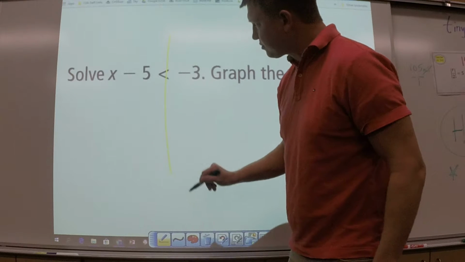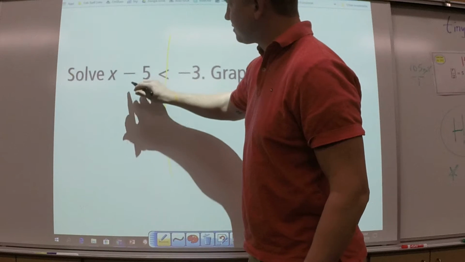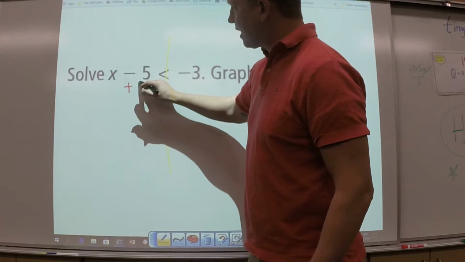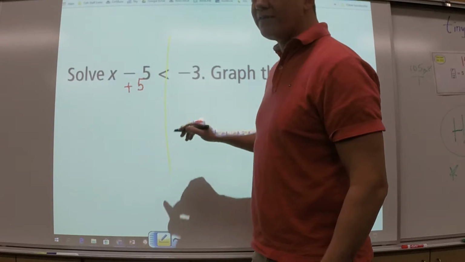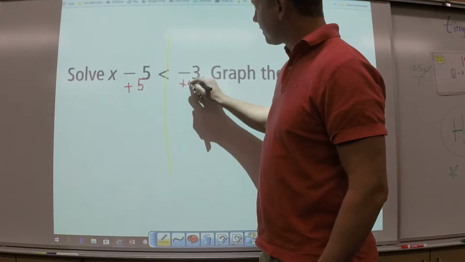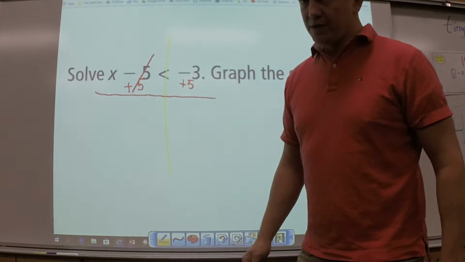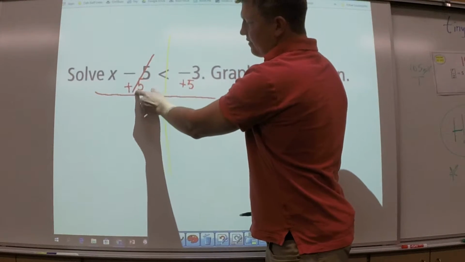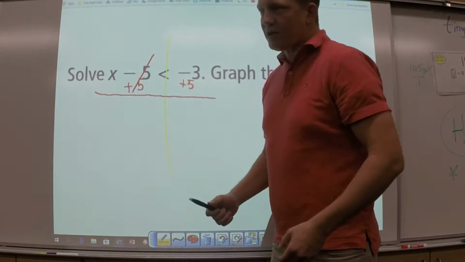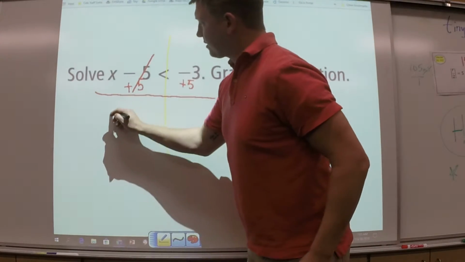And then we're going to subtract. Well, this is already subtract. So we're going to do the opposite of subtracting 5, which is add 5 to both sides, right, like that. Draw a line under it. And then we cross these out, because these go away. Minus 5 and add 5 will turn into 0. And we drop down our x.